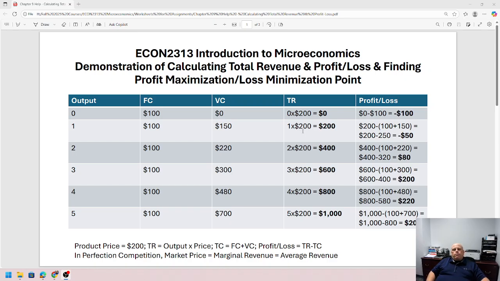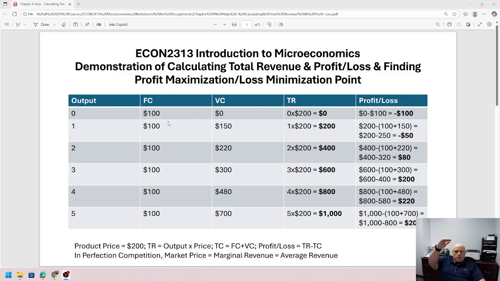Now, for profit or loss, we just calculated total revenue, which is one of the things you need to calculate profit or loss. The other thing we need is total cost. It doesn't give us total cost, but it gives us the two components of total cost, which are fixed and variable cost. In this case, I assumed a fixed cost of $100 for my example.